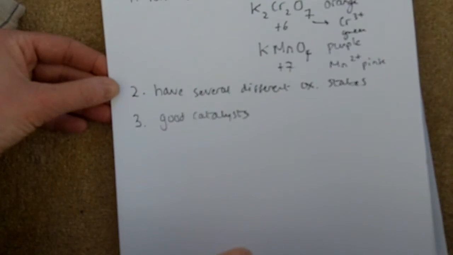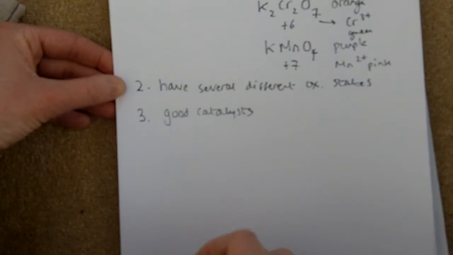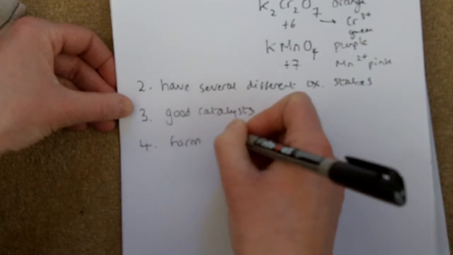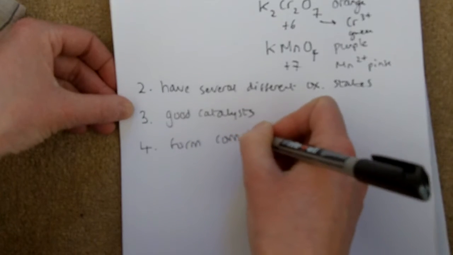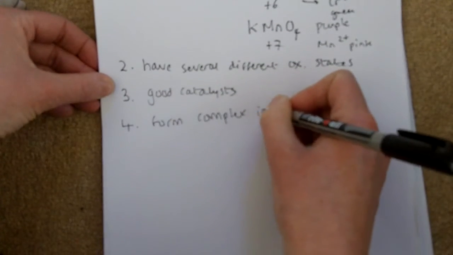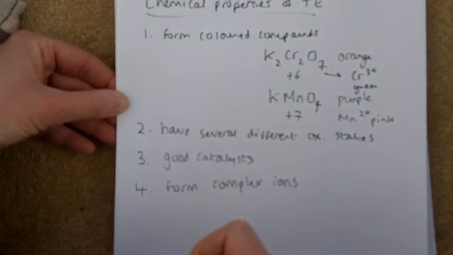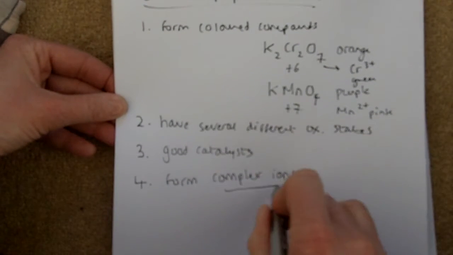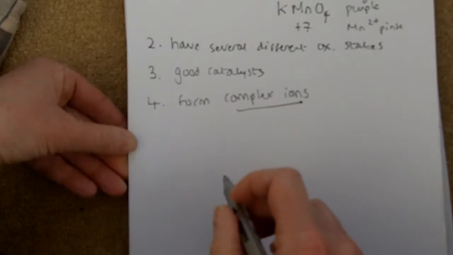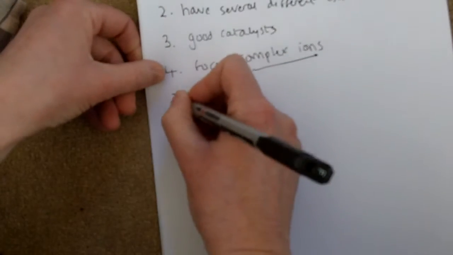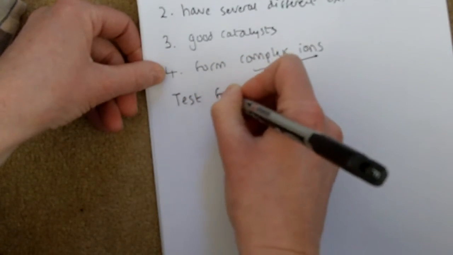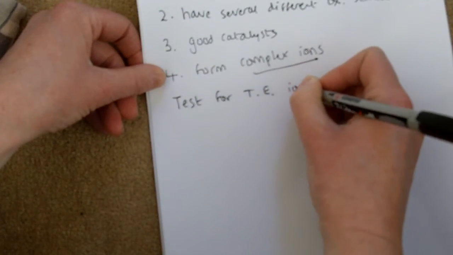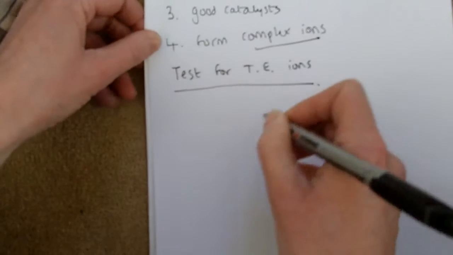And the final property is that they form complex ions. So what is a complex ion? Well, we'll talk about that more in a second. First, how do you test for the transition element ions?